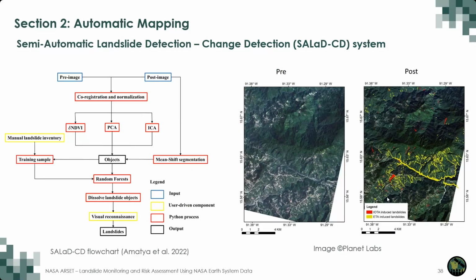The new framework incorporates image normalization, image co-registration, and instead of using single image landslide features, we use change detection-based metrics such as NDVI difference, principal component analysis, and independent component analysis, which is basically a dimensionality reduction method capable of capturing change-related information in a smaller number of bands from a stack of pre and post-event satellite imagery. In the figure, you can see individually mapped landslides that were induced by Hurricane Eta and Iota in 2020 in South America using SALAD CD.